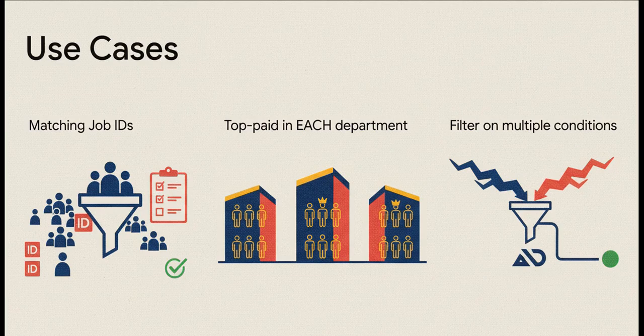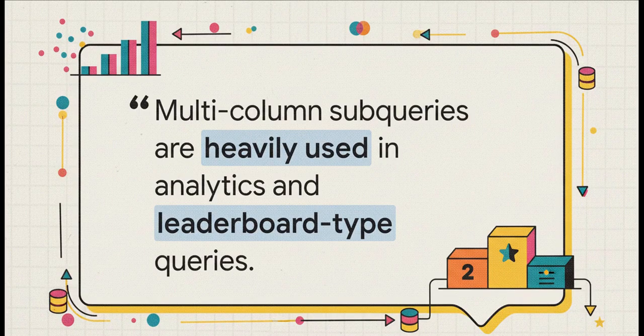You could find all the employees whose job title is on a pre-approved list. Or, and this is a great one, with a multi-column query, you could find the highest paid employee in every single department. That's a much deeper, more valuable insight. And this is why it's so important. These aren't just for weird, obscure situations. Multi-column subqueries are absolute workhorses in data analytics, especially when you're building things like leaderboards or complex reports where you have to match data across multiple fields.